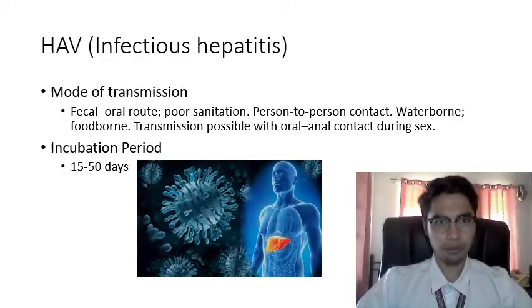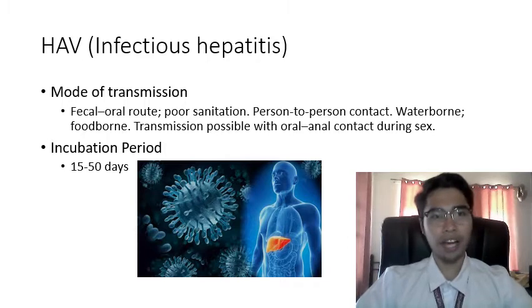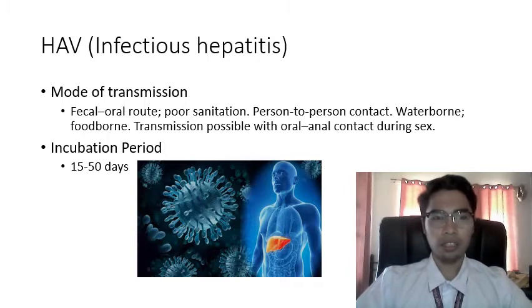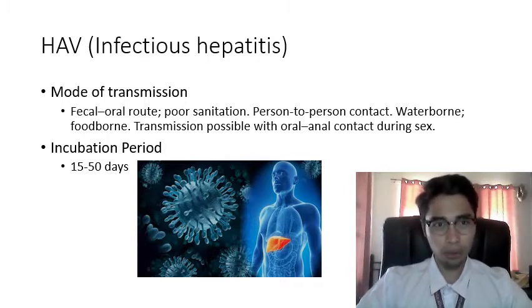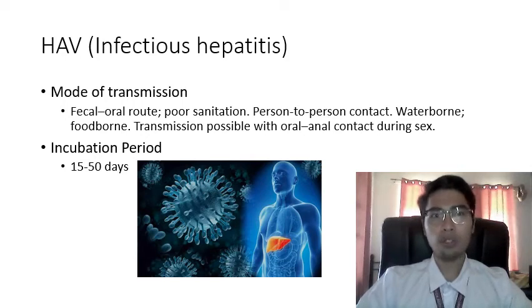All right. Therefore, let's discuss the first virus, which is hepatitis virus A. It's formerly called infectious hepatitis. The mode of transmission of this is the fecal-oral route. For sanitation, person-to-person contact, waterborne, foodborne, transmission is possible, with oral-anal contact during sex. Incubation period is 15 to 50 days. So symptoms do not show until about 15 to 50 days.